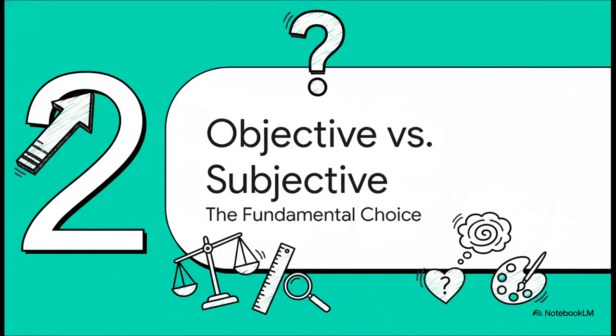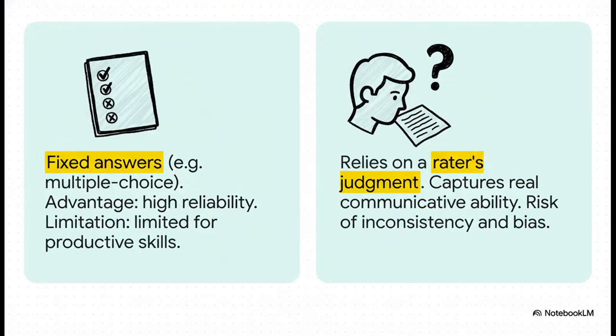That whole challenge of human judgment leads us perfectly into our second section, which is all about a fundamental choice we have to make in assessment, the tug-of-war between objective and subjective judgment. Okay, so this lays out the two sides of the coin perfectly. On one hand, you've got objective scoring, your classic multiple choice test. Super reliable, right? You're either right or you're wrong. But let's be real, it's not going to tell you if someone can actually hold a decent conversation.